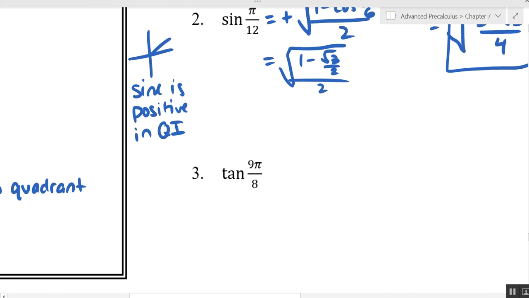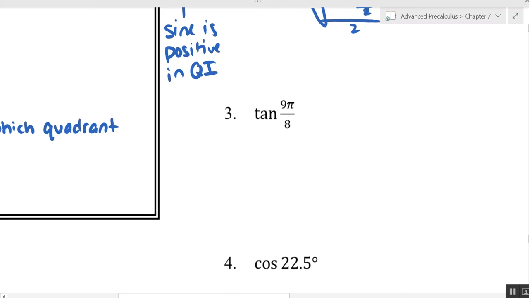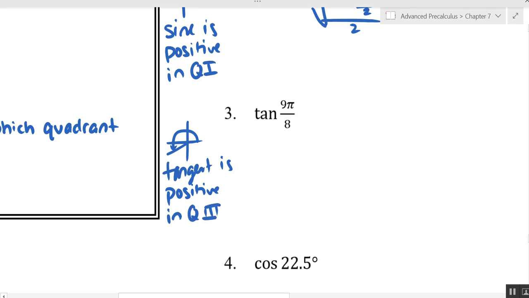All right, for tangent, same situation. Think about what quadrant you're in here, 9 pi over 8. 9 pi over 8 is quadrant 3, so we know tangent is positive in quadrant 3. So we're going to choose the positive portion of the formula.